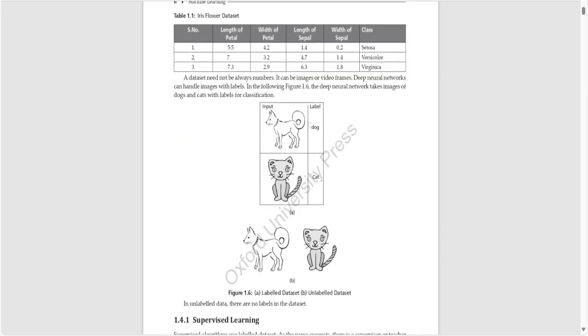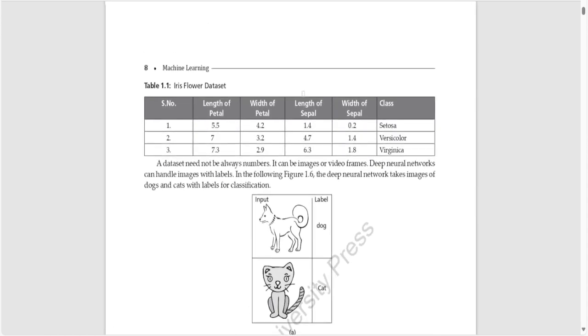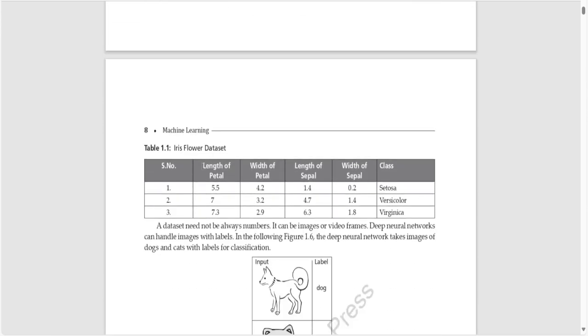Here we can see in this example, a data set does not always have to be a number. Here we have taken an example of a flower, and these attributes like the length of the petal, width of the petal, length of the sepal, width of the sepal, and the class. Class is here a target or dependent attribute. Based on these attributes, a class is determined. Like, okay, it is a setosa. So based on these attributes, it is determined that the flower is setosa.